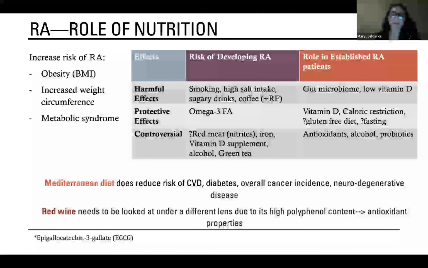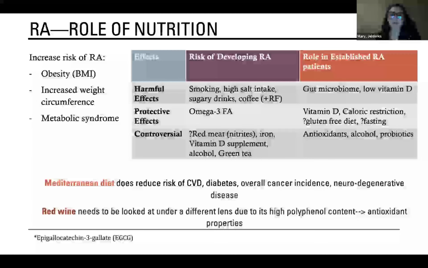Like I said, the periodontitis, these are all the bacteria that live in our mouth, for example. Those get swallowed down, but in other ways as well, other bacteria have been associated. Low vitamin D also, we do know, has a harmful effect in established rheumatoid arthritis patients. That's in patients with rheumatoid arthritis.